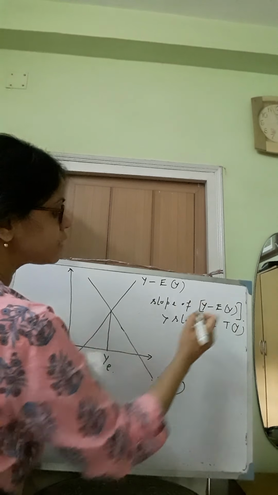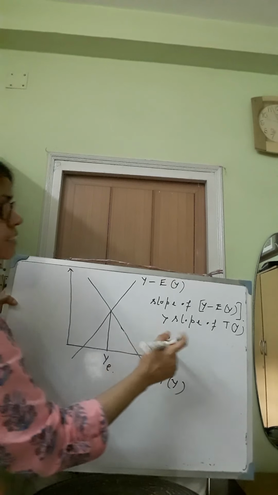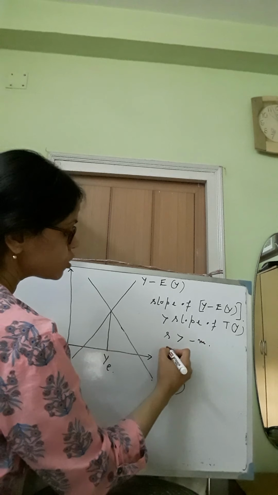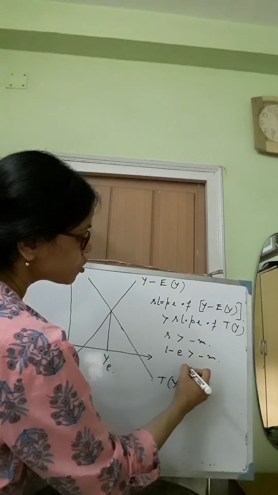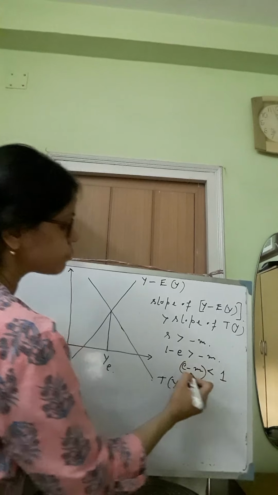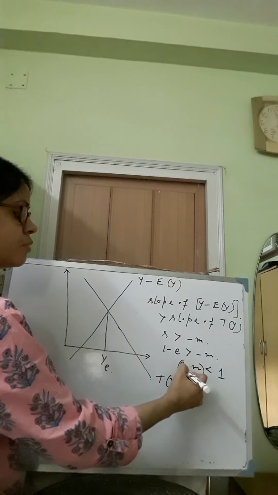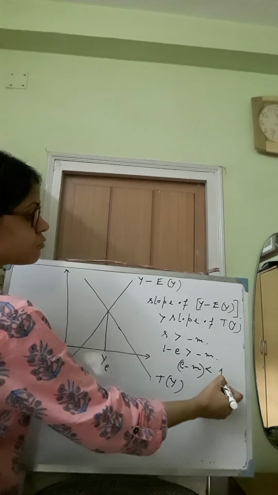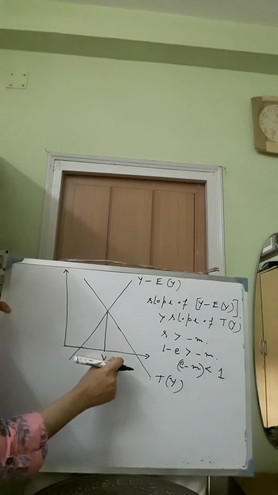Now what is the slope of y minus Ey? We have already derived that the slope of y minus Ey is s. So s should be greater than the slope of Ty, which is equal to minus m. So s is 1 minus c, and this is greater than minus m. From here we get c minus m is less than 1. So this is the stability condition: the difference between the marginal propensity to consume and the marginal propensity to import should be less than 1. In that case we will have stability in the equilibrium level of national income.